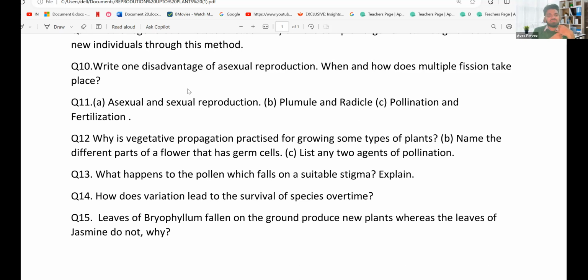Last question, 15, answer the question. Why do bryophyllum leaves that fall on the ground produce new plants, whereas the leaves of jasmine do not? Yes, Jobita. At least answer question number 15. This is very simple. Try to answer it. Speak at least.